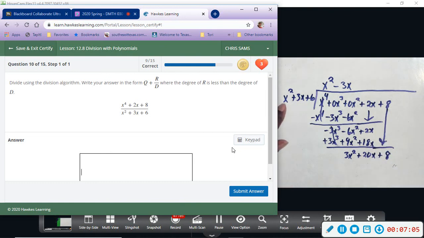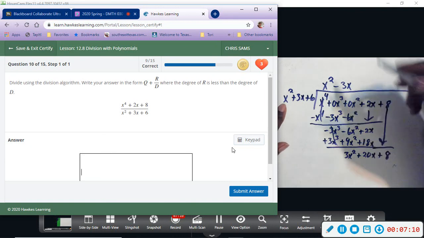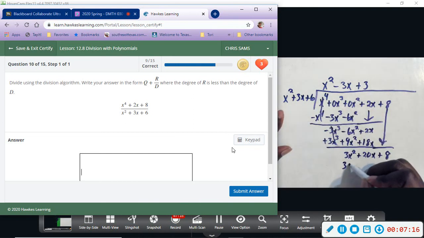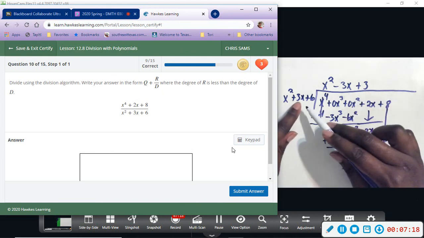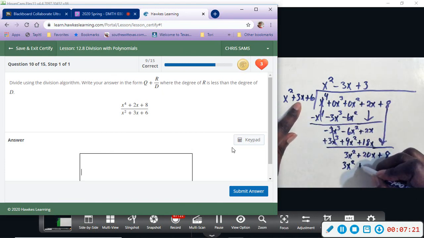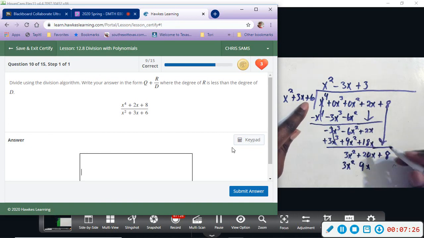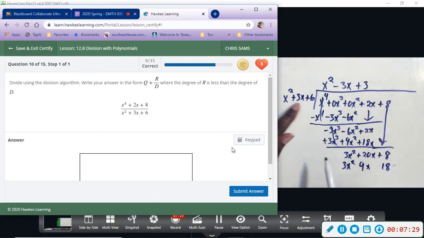Alright, last we want 3x squared and x squared to match, so you just need to multiply by 3 positive. So 3 will give us 3x squared. That will give us 9x. And 3 times 6 will give us 18. All positive, but we change signs so it becomes negative, negative, negative. Alright, that cancels. This gives us 11x positive. And this gives us a negative 10. So this is our remainder.